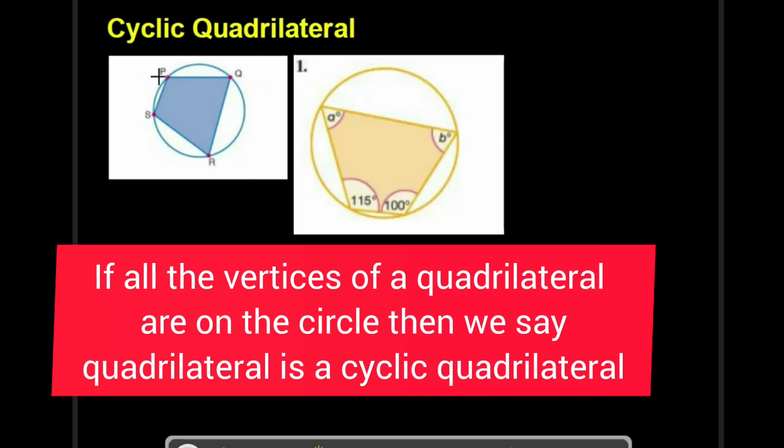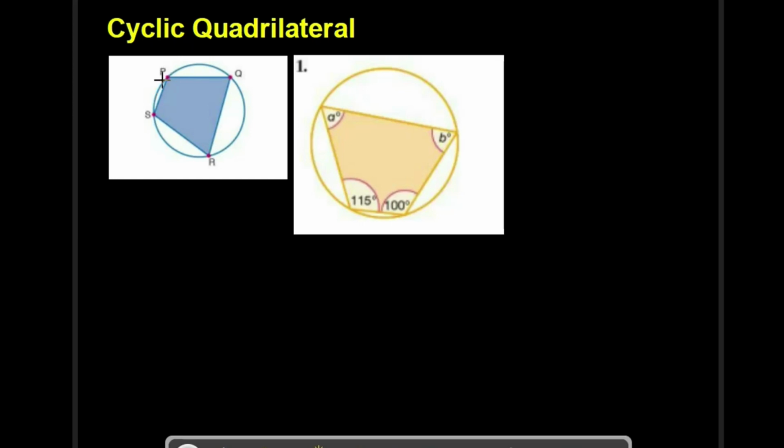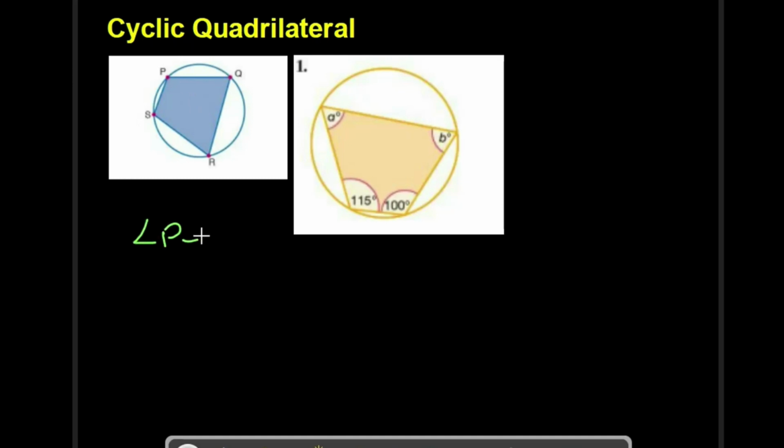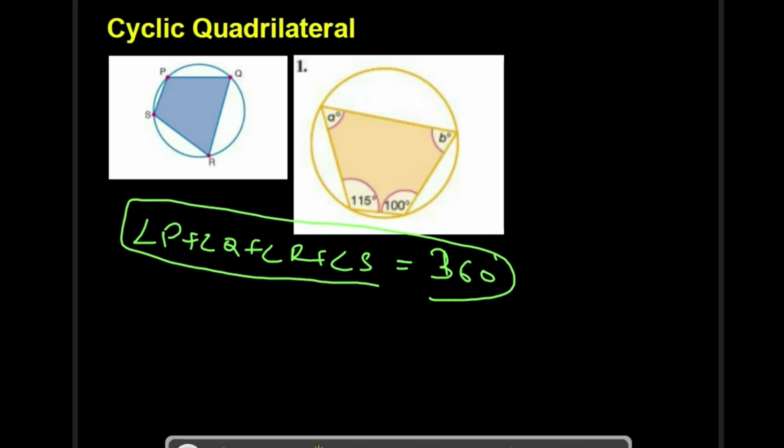Now if you see cyclic quadrilateral, what is a cyclic quadrilateral? If all the points of a quadrilateral, if you see P, Q, R, S, all the vertices of a quadrilateral are lying on the circumference of a circle or on the circle, we can say cyclic quadrilateral. So what is the property of a cyclic quadrilateral? First property, as in a simple quadrilateral, the sum of all the angles is going to be 360. P plus Q plus R plus S is equal to 360 degrees.